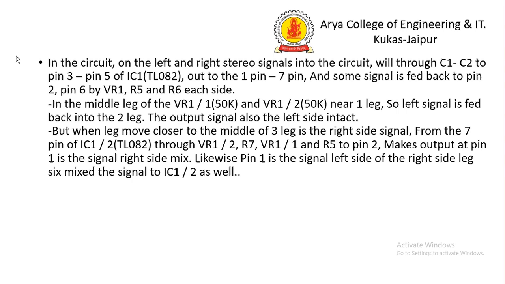The output signal is also left side intact. But when the leg moves closer to the middle of leg 3, the right side signal from pin 7 of IC1/2, TL082, goes through BR1/2, R7, BR1/1 and R5 to pin 2. The mix output at pin 1 is the signal's right side mix. Likewise, pin 1 is the left side signal, and the right side leg mixes the signal into IC1/2 as well.